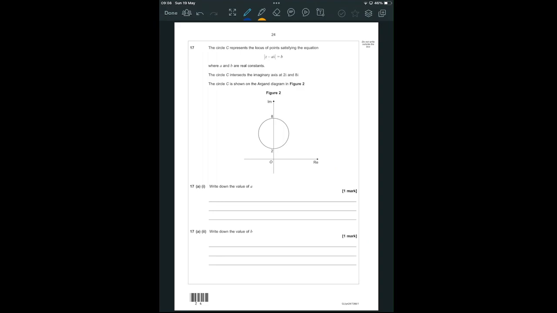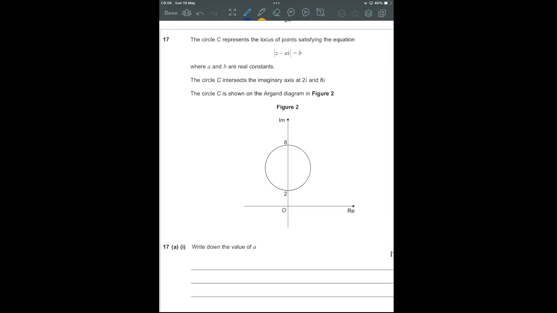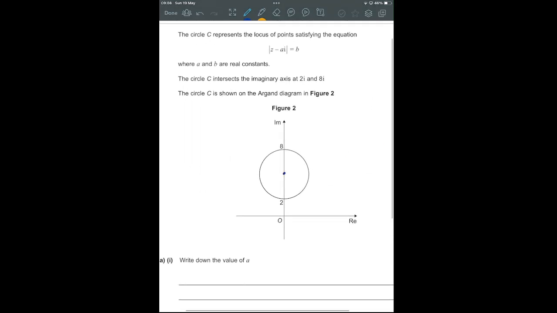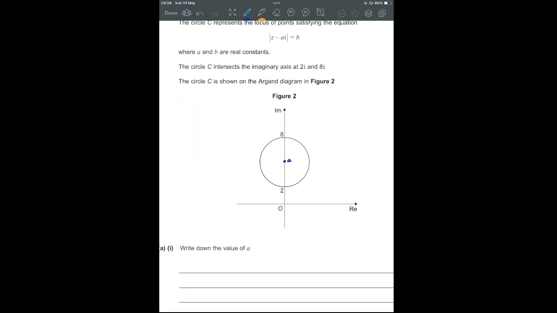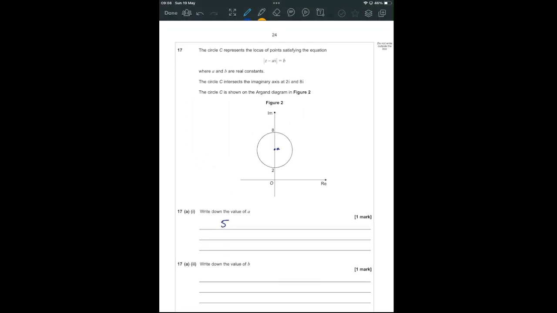Question 17, loci. Circle represents the locus of points. So straight away, I know that the centre of this circle is positioned at Ai, and B is the radius of the circle. Looking down at the question now: write down the value of A. Halfway between 2 and 8, has to be 5. Do I need to write down the value of B? I do. So B is the radius, is going to be 3. Either the difference halved between 8 and 2, or the difference from 5 to the 8 or 2.